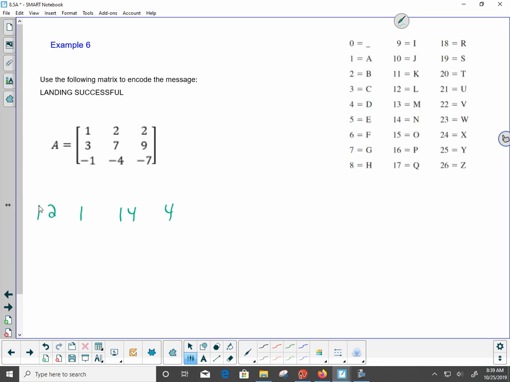Everyone's with me? Not really. Really? Why aren't you with me? Well, I don't know what you just said about all that inverse stuff. I will get there. We'll do this back there in a second. See how I have a space between landing and successful? I'm going to put a 0 there to hold that space.